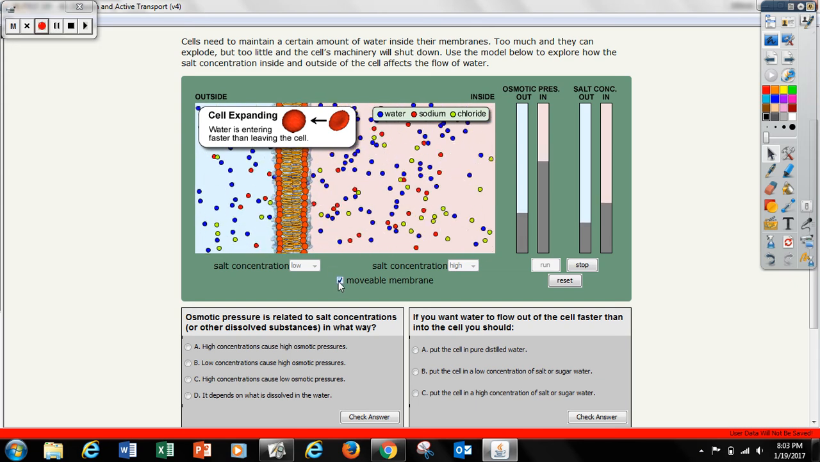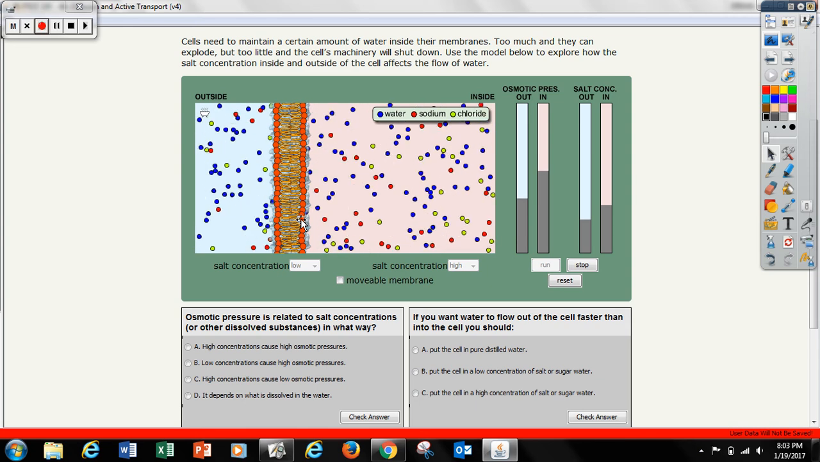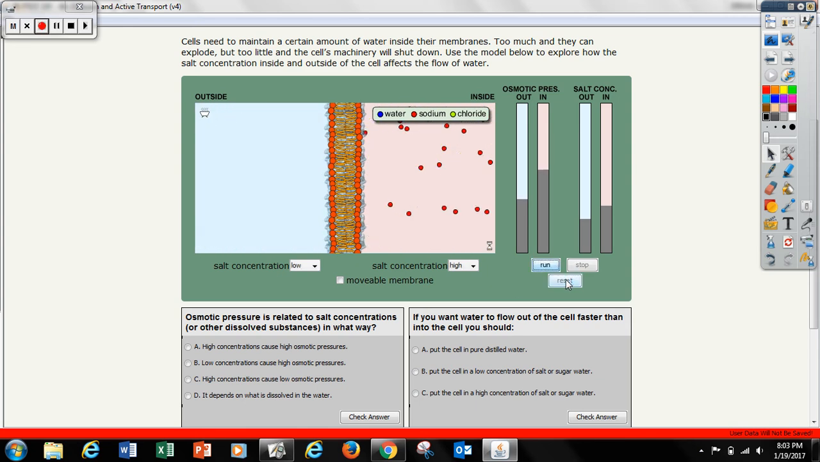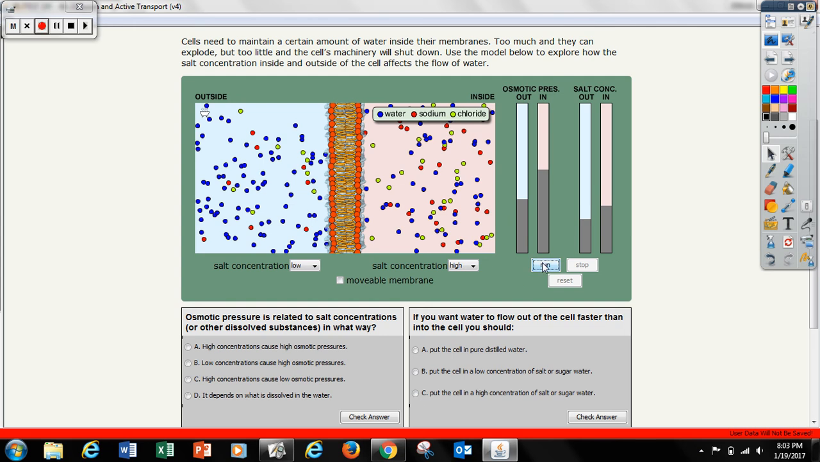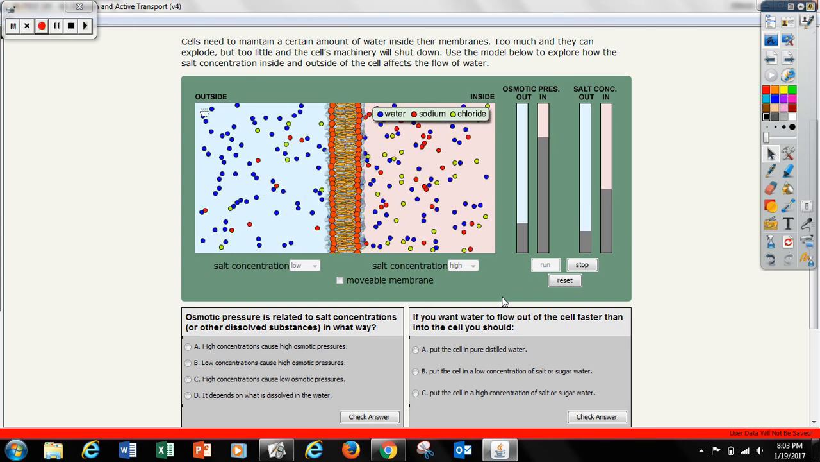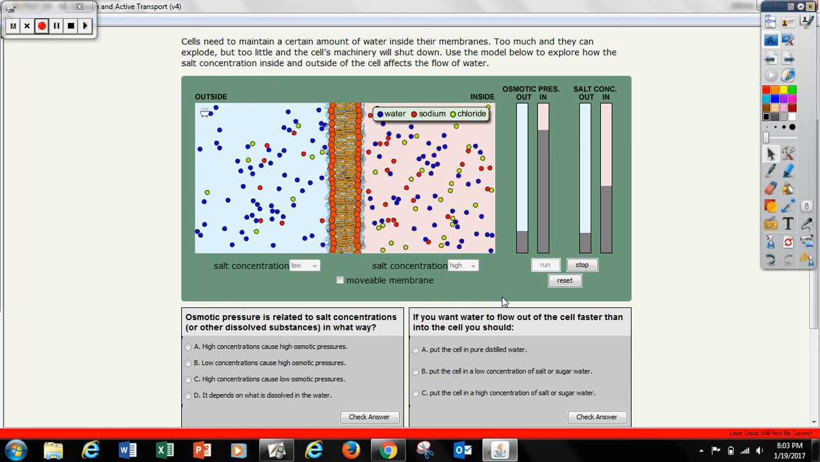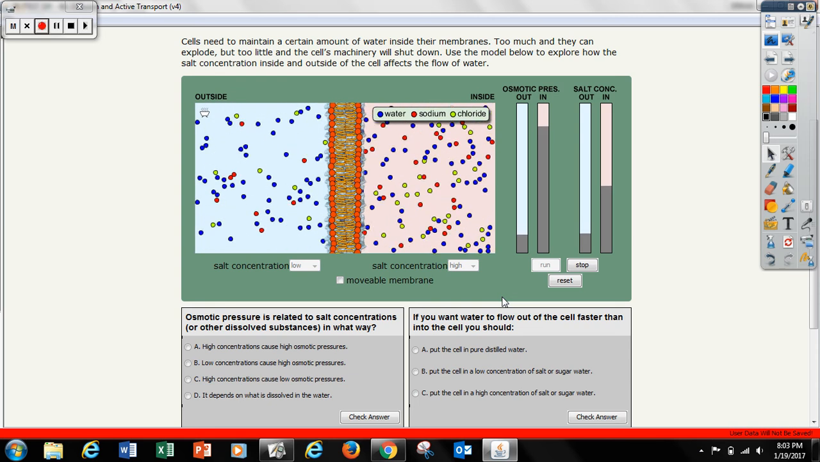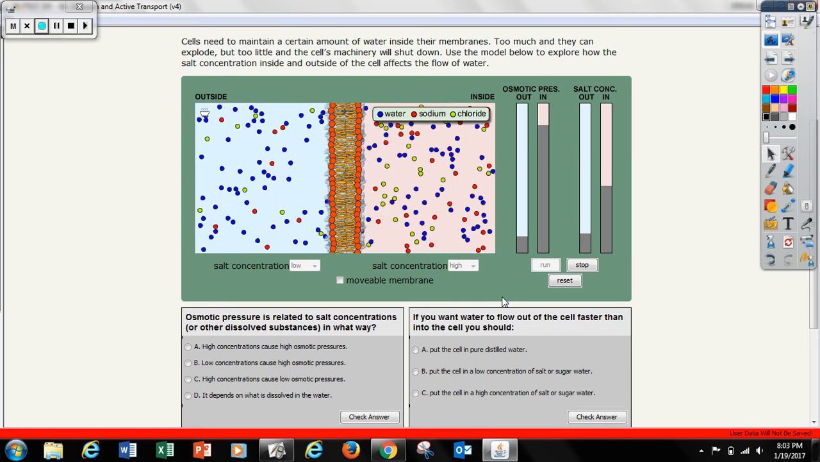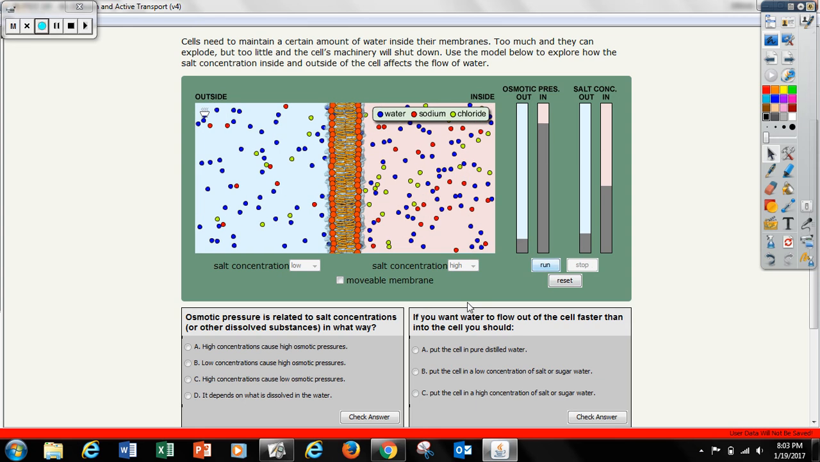If we take out the movable membrane, well, it's going to stay where it is right now. Had I reset it, let's reset that, and now run it without the movable membrane. Notice all this water is entering the cell. That's causing a much higher pressure inside the cell simply because there are more particles. And pressure is a result of how many particles are inside the cell at any one point in time. All right.